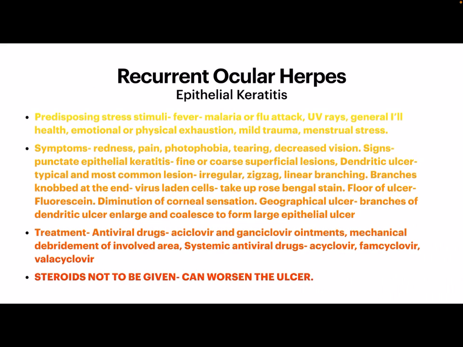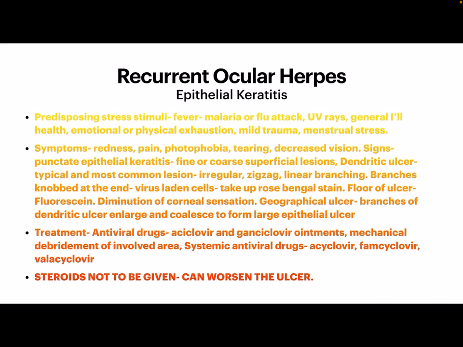Okay, so this part of epithelial keratitis is important. They might ask you about dendritic ulcer, so you have to write about epithelial keratitis. You should write that it is a part of recurrent ocular herpes when there is predisposing stimuli. It comes from the trigeminal ganglion. It reactivates. All that you have to write. Then symptoms you have to write, and signs you have to explain about all of these, and you have to write a little bit about dendritic ulcer, like whatever I have mentioned.